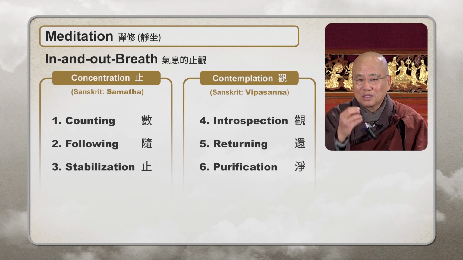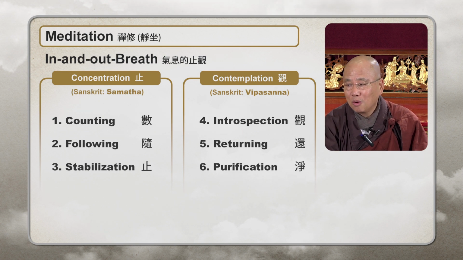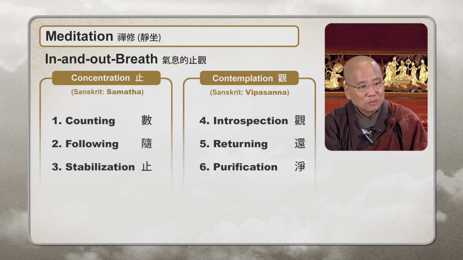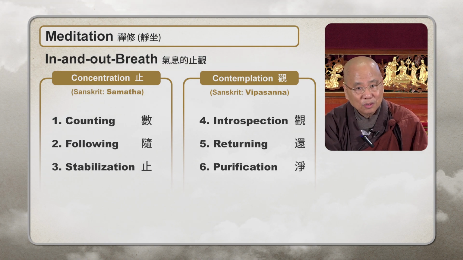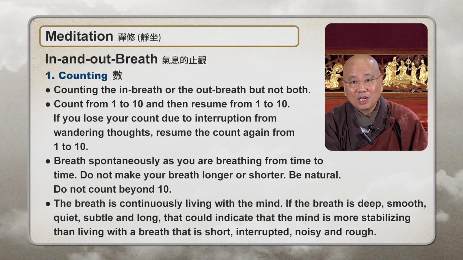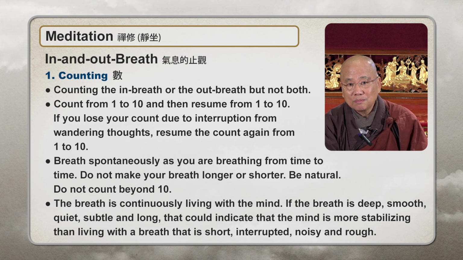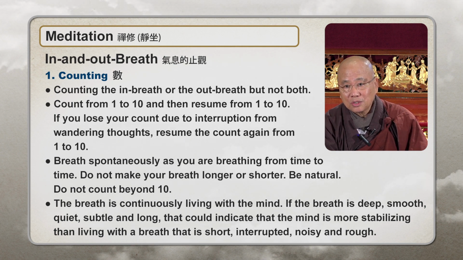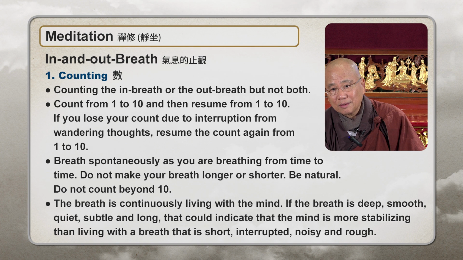So these are the basics that you really have to follow before you get into satipatthana, the 4 introspections, according to the Buddha. And we started with counting. We said counting the in and out breath, but not both. Count from 1 to 10 and then resume. Breathe spontaneously. Do not make your breath longer or shorter. Be natural, do not count beyond 10.